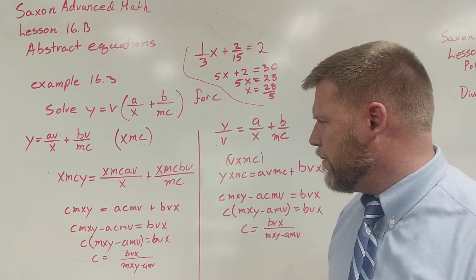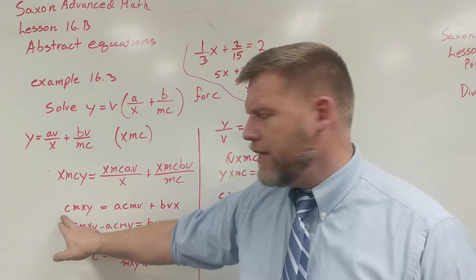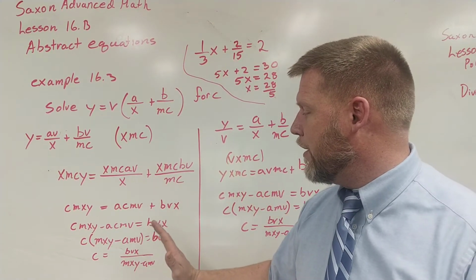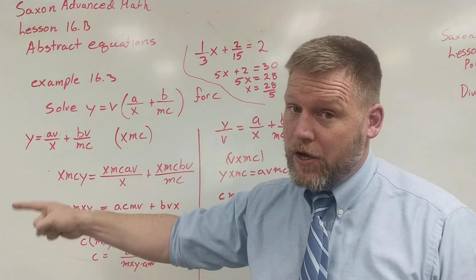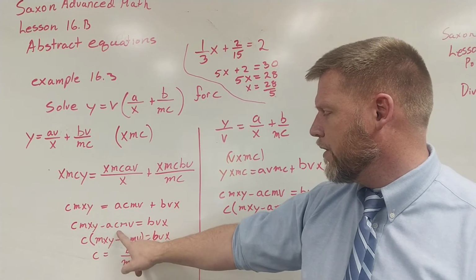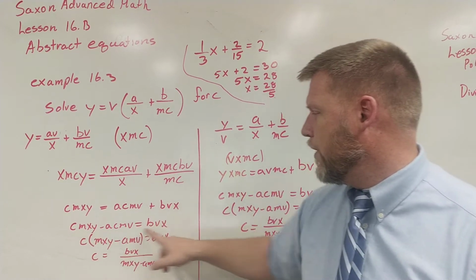Now, what are we trying to solve by itself? Well, c. But I have a c on both sides. So I need to move everything that doesn't have a c to the right and everything that has a c on it to the left. So I subtract acv from both sides, right here, and that leaves me with this equation.